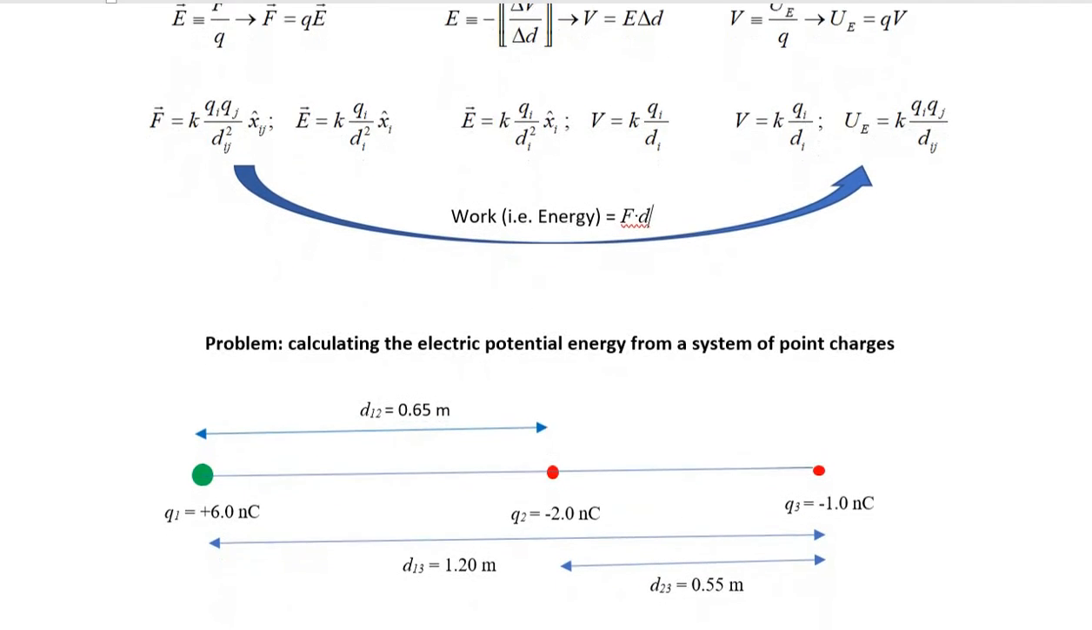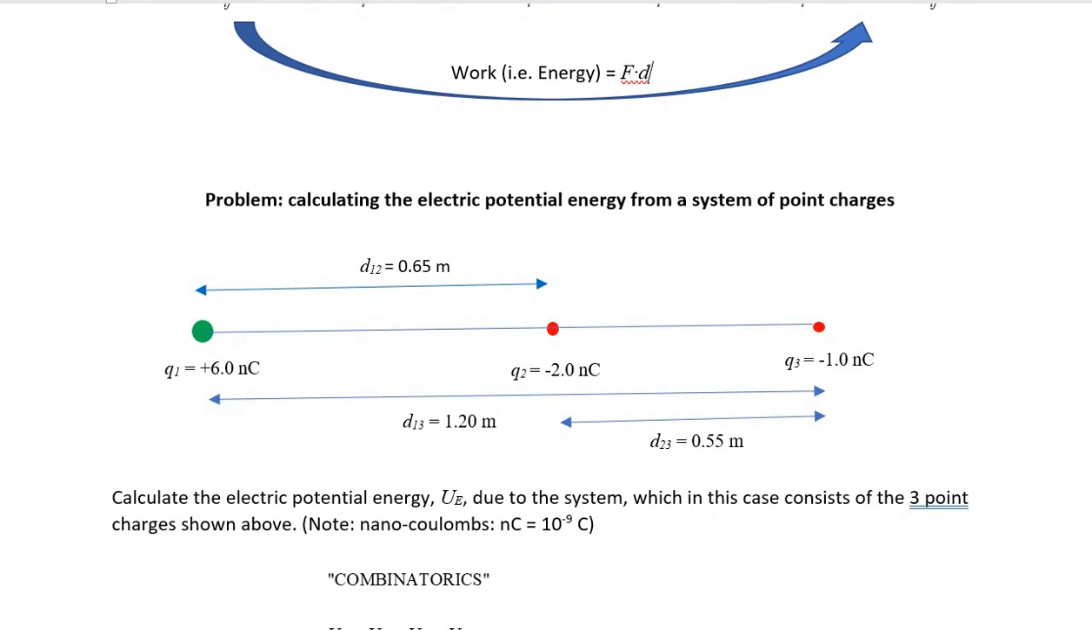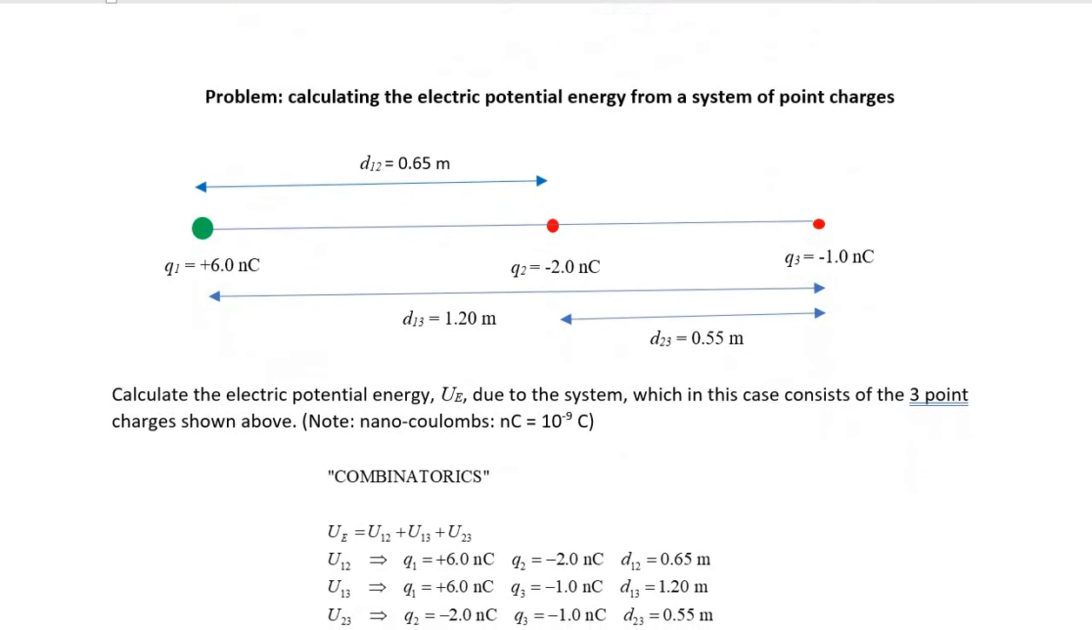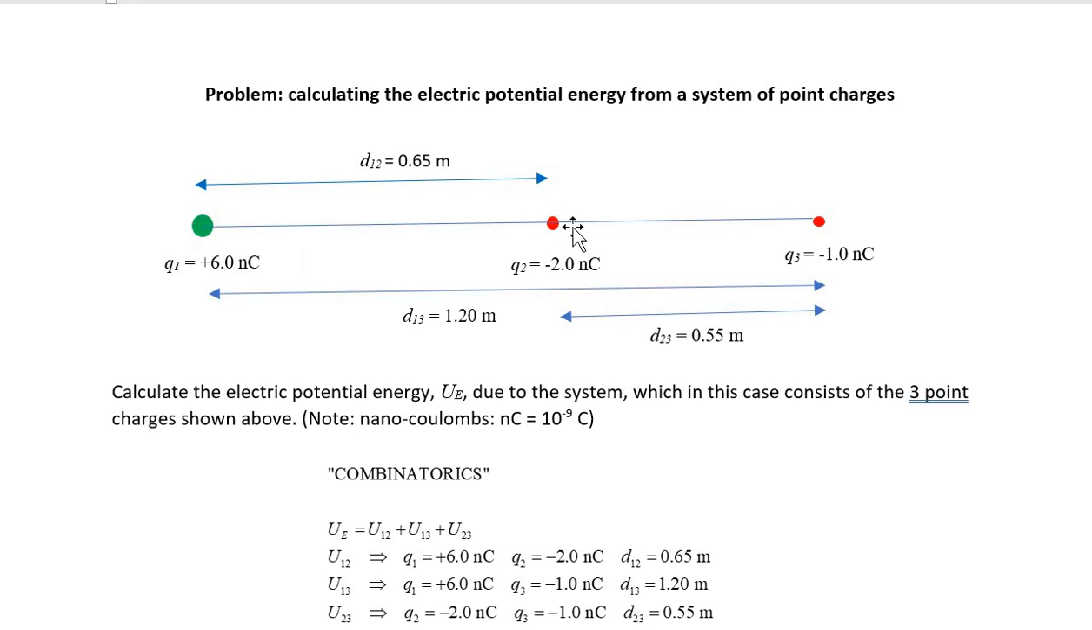Okay, now let's look at an example problem, the last one, of calculating these forces and electric fields and electric potentials and electric potential energy. This is an interesting case. I do this an interesting way. I call it combinatoric. So let's say we have 3 point charges, and we want to calculate the electric potential energy of this system.